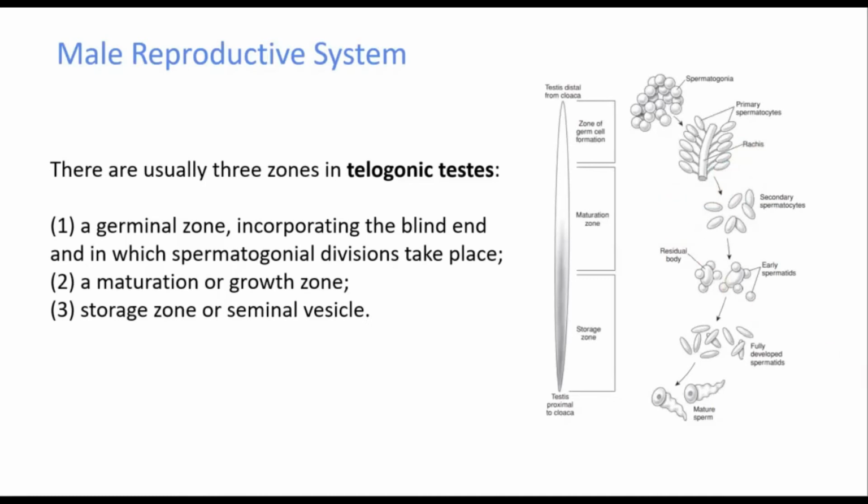As the primary spermatocytes move into the maturation zone, they detach from the rachis and continue meiosis 1 through meiosis 2 with no intervening cytokinesis. Then the 4 haploid nuclei move to the margin of the cell and, along with certain organelles, bud off to become spermatids, and later mature sperm.